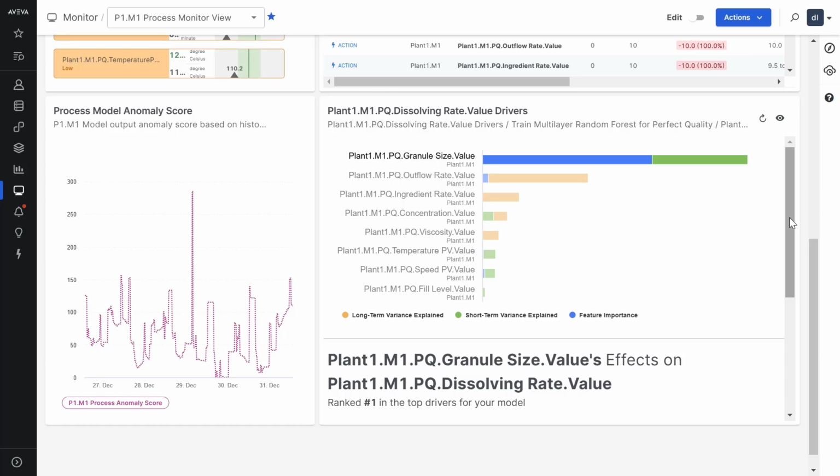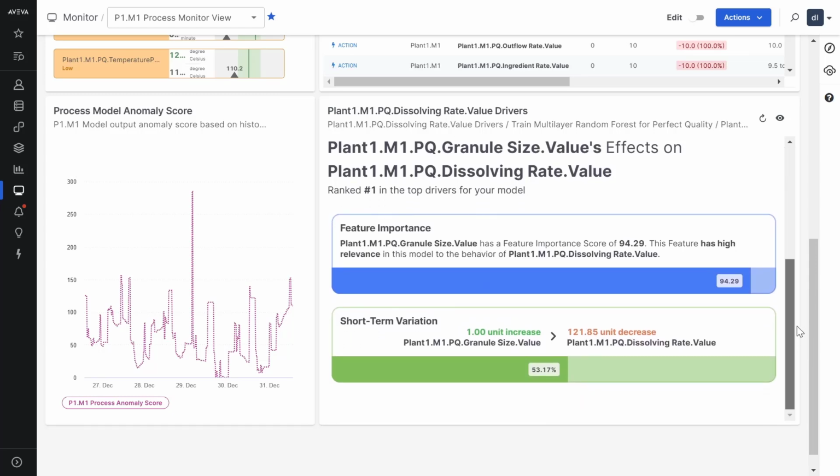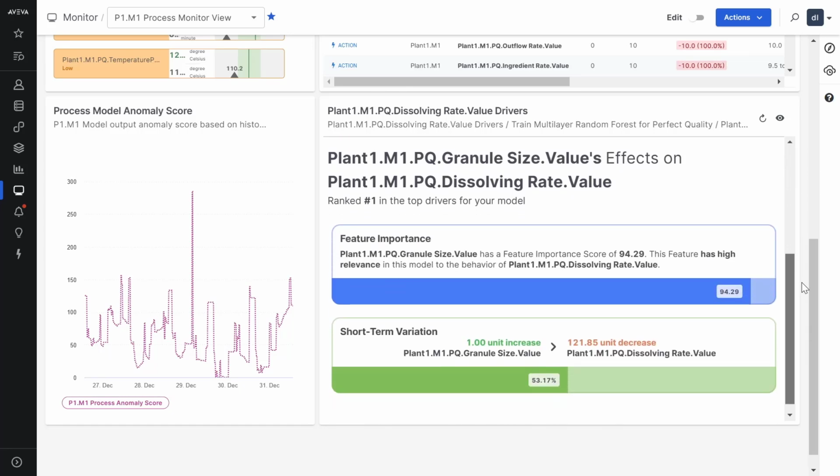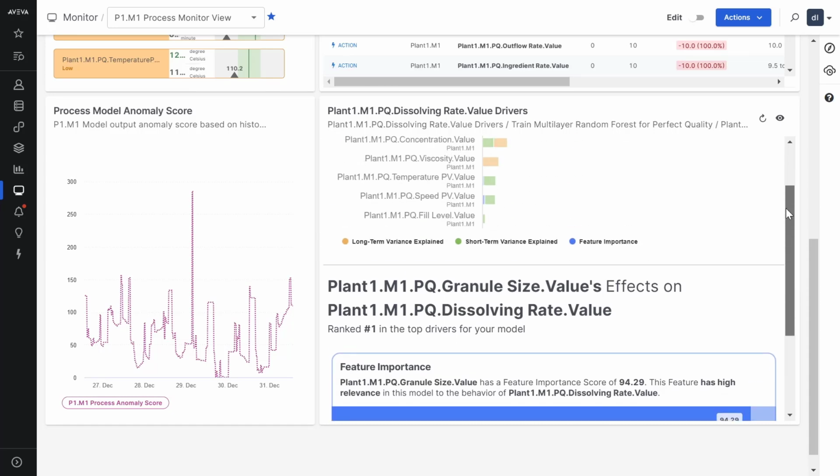And finally, when I want to understand the cause of these anomalies, and when I'm trying to take action to drive up my quality and increase my operations, I can see what the model has learned as the key drivers behind my output behavior. If I'm trying to consistently keep my dissolving rate on target, the model has learned that amongst all the different inputs I fed into the model, it is my granule size and outflow rate that have the biggest impact. So if I have limited hours and resources to troubleshoot this process, I can know that, based on what the model has learned, any change I make to the granule size will have the largest and most significant impact on my dissolving rate.